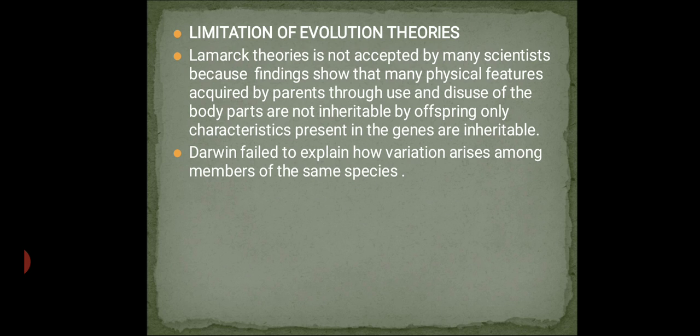Now, the second limitation of evolution theory is the inability of Darwin to explain how variation comes about. Darwin failed to explain how variation arises among members of the same species. That is one of the limitations of evolution theory.